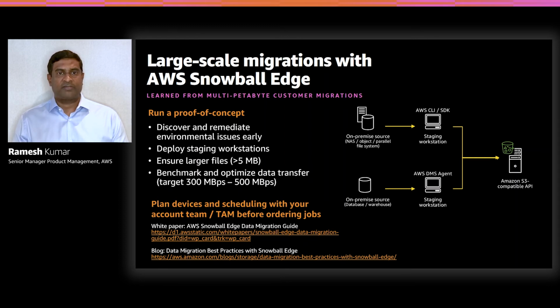We'll ship you 5 Snowball Edge devices, and when the data is copied onto the 5 Snowball Edge devices, the next set of 5 Snowball Edge devices will be available to you at your edge location for the next set of data copy. You can learn more about large multi-petabyte data migrations using multiple Snowball Edge devices from the white paper that is available at the link shown at the bottom.